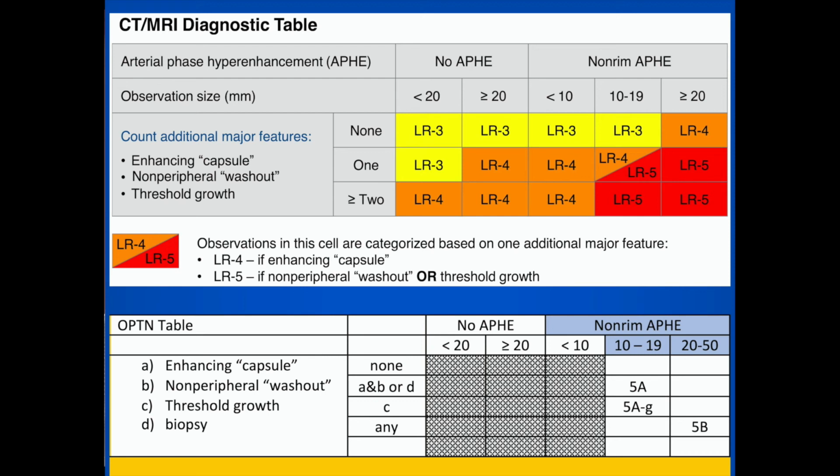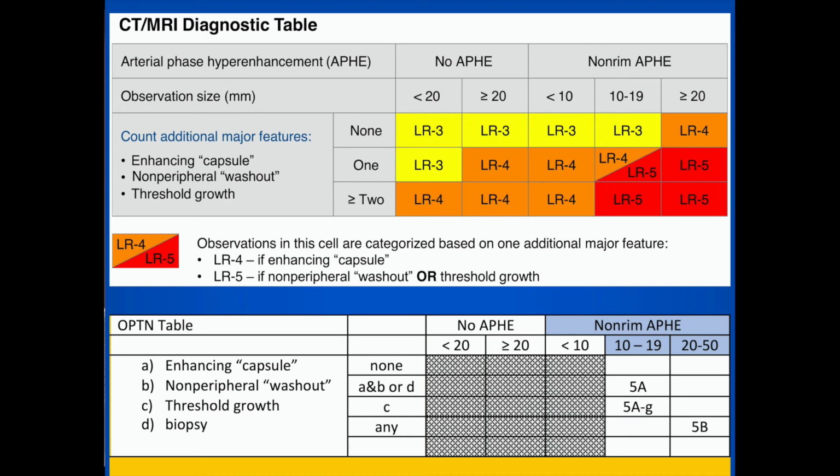If the lesion is 10 to 19 millimeters in diameter with arterial phase hyperenhancement and threshold growth, then an LR5 is equivalent to an OPTN 5A-G, and this could contribute to exception points if the lesions are multiple. If the lesion or observation is 10 to 19 millimeters in diameter with arterial phase hyperenhancement, a capsule and washout, then an LR5 would be equivalent to an OPTN 5A, which again would qualify for exception points if the lesion is multiple.